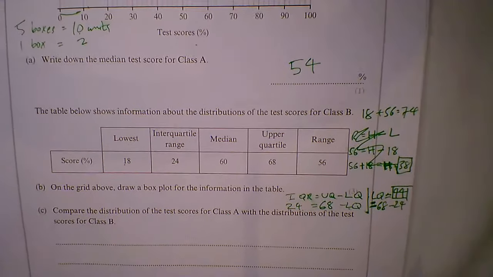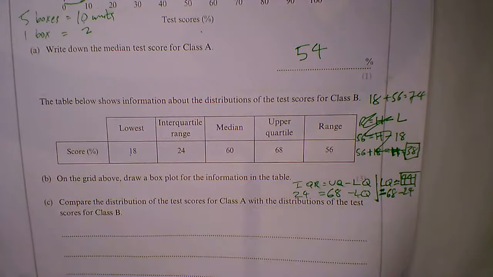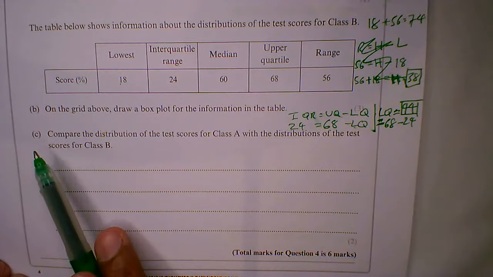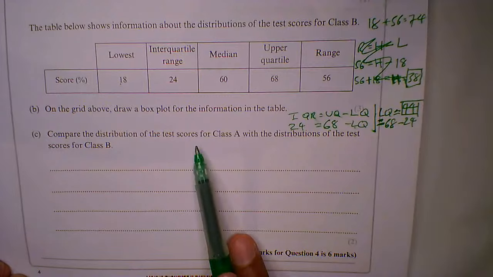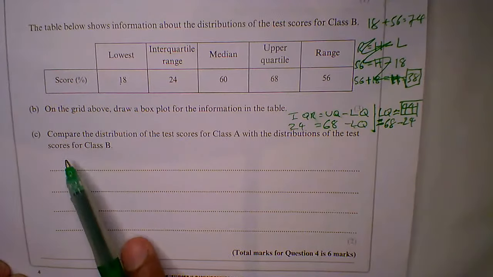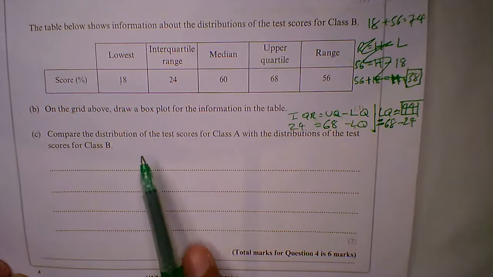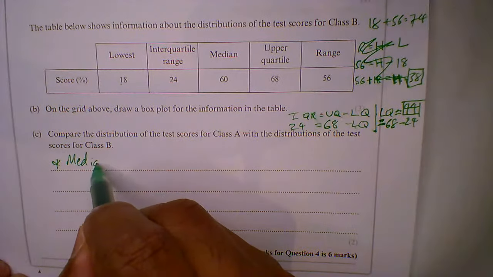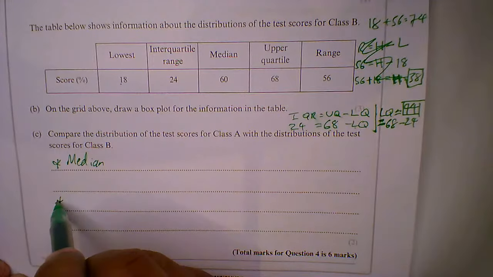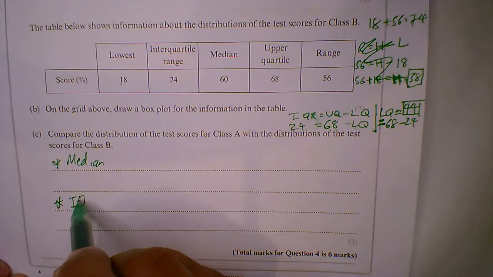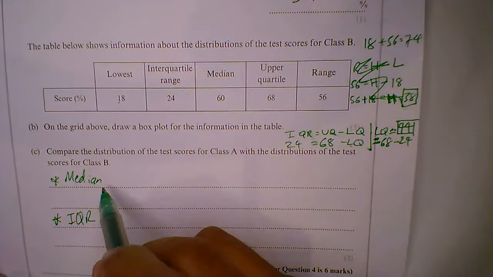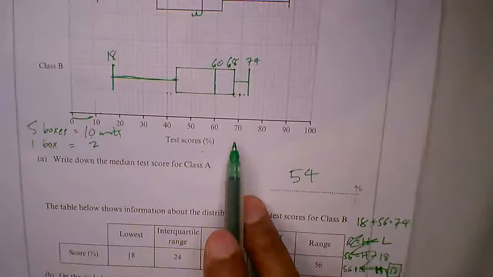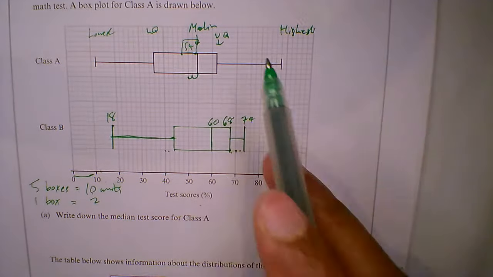So that's part B. Question 4C, compare the distribution of the test scores for class A with the distribution of the test scores for class B. So we need to compare the distributions. When we're comparing distributions, we are usually comparing the median and the interquartile range, IQR. So let's look at the median for A, which is 54.